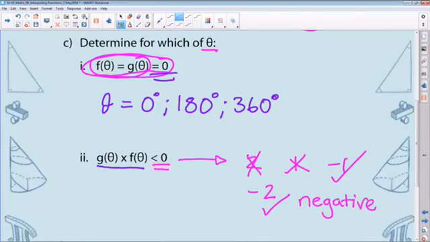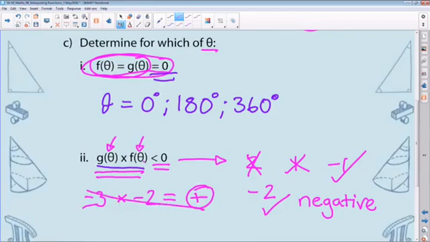But now we need to look at this part over here. g of theta times f of theta. How do we get a negative answer from multiplying two numbers together? What if g of theta was equal to -3 and f of theta was equal to -2? What would our answer be? Well, it would be a positive. Is that going to work? No. Why? Because we need a negative answer.